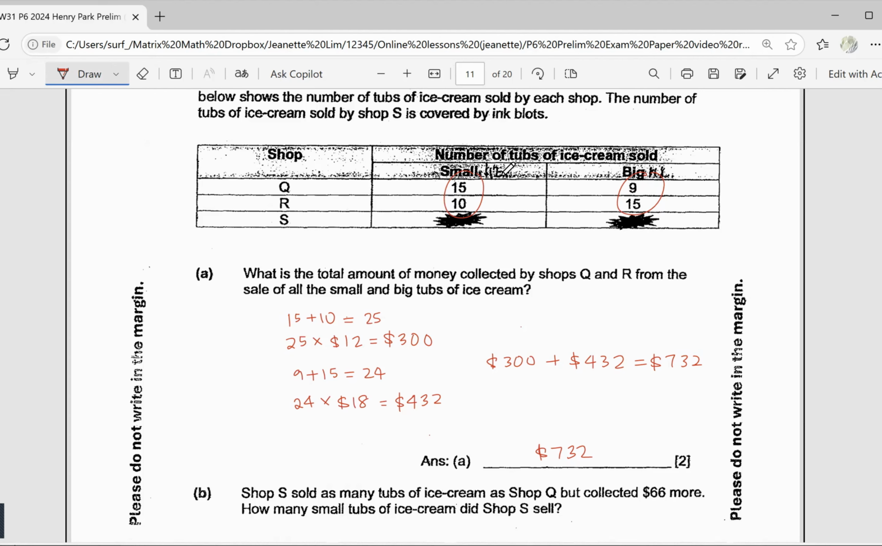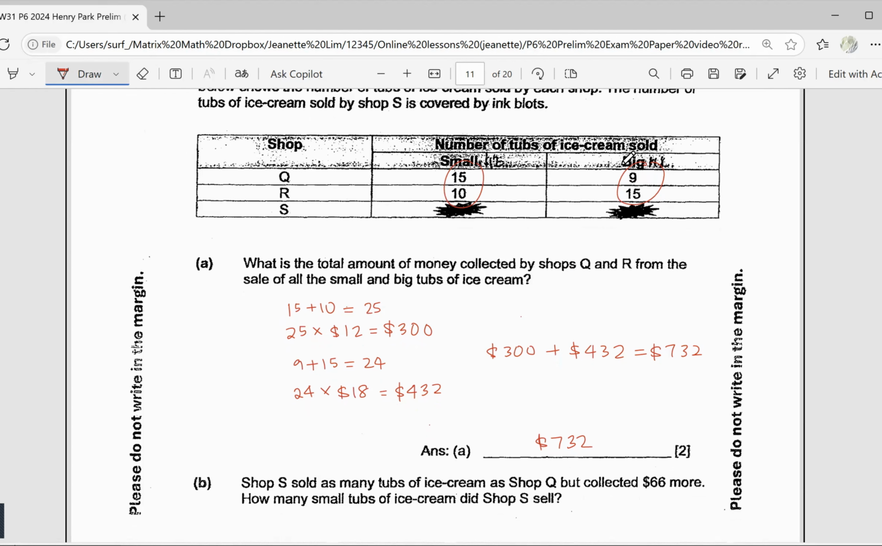So what I'm going to do now is using shop Q, 15 small and 9 big. I'm going to try and reconcile this difference of $66. Okay, so shop S sold the same number of tubs, but it collected $66 more. So what we know is that shop S actually sold more of the big tubs compared to the small tubs. Okay, by selling more big tubs, shop S can collect more money.